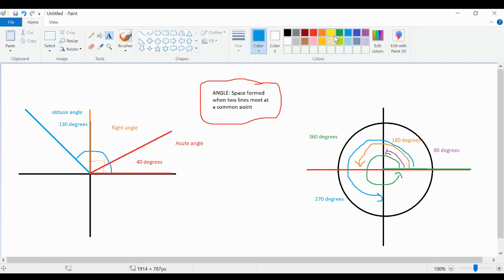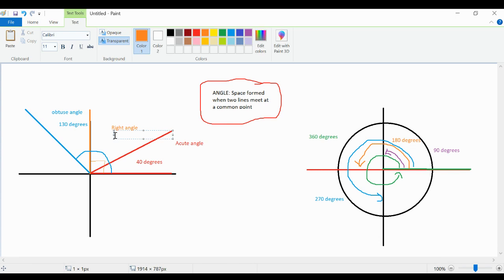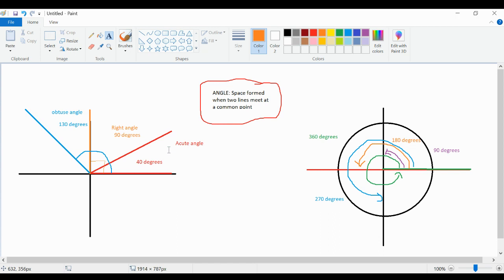Oh, and we forgot to put right angle is always 90 degrees. Remember that acute angle could be 40 degrees, it could be 5 degrees, it could be 89 degrees, as long as it's less than 90 degrees. The right angle is always exactly 90 degrees, and that obtuse angle is anywhere from 91 all the way to 179.